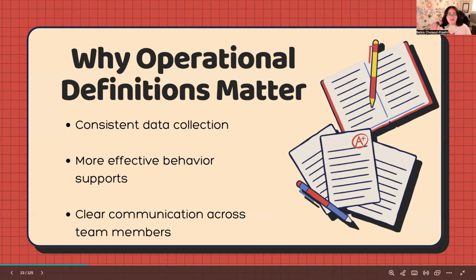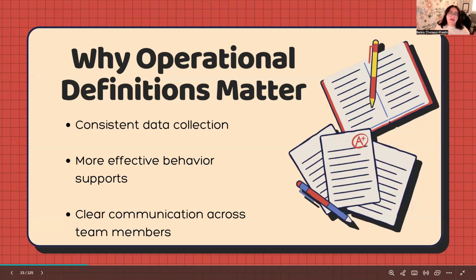And so the first big reason operational definitions matter is because they lead to consistent data collection. If you are collecting data on a behavior by yourself, having an operational definition helps ensure that you are collecting that specific data that you need. And your observations are trustworthy because you've clearly defined what you're tracking.